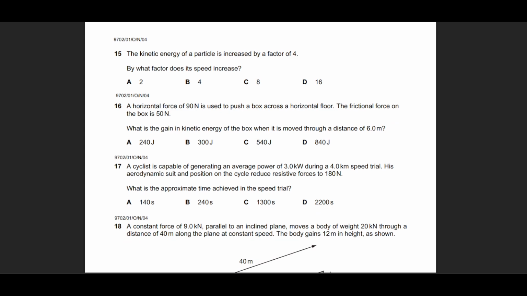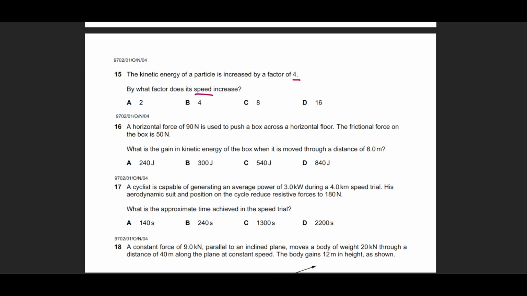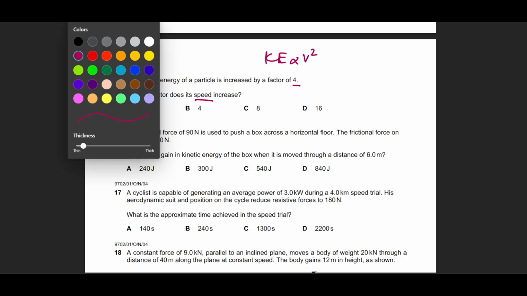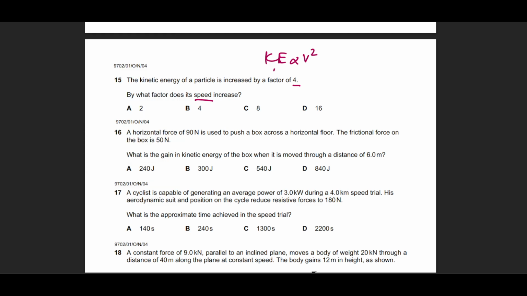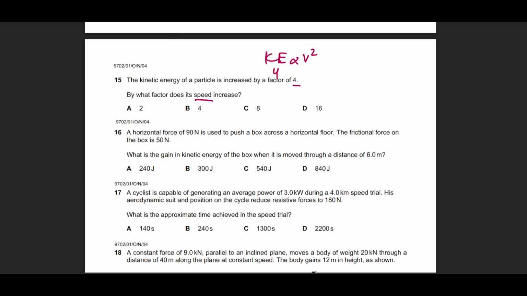First, we have the question for kinetic energy. It says that the energy increases by 4. So what has happened to speed? Notice the relationship between kinetic energy and velocity. Velocity is being squared. So if the kinetic energy has increased 4 times, what has happened to the velocity? You take the square root on both sides, and the velocity comes out as 2, which means that the velocity has doubled. Only then can you see a factor of 4 increase.